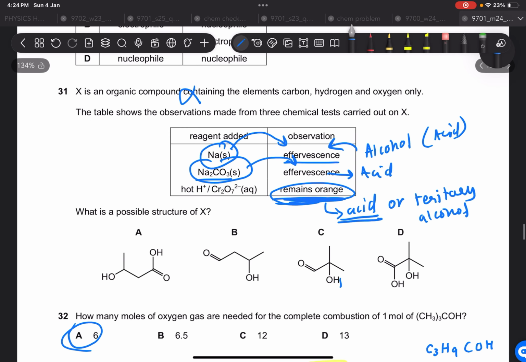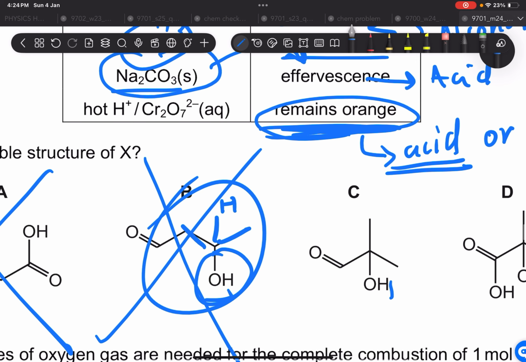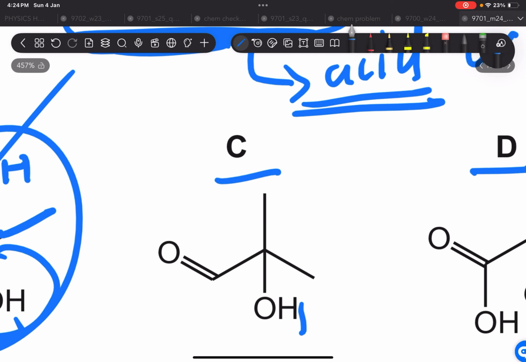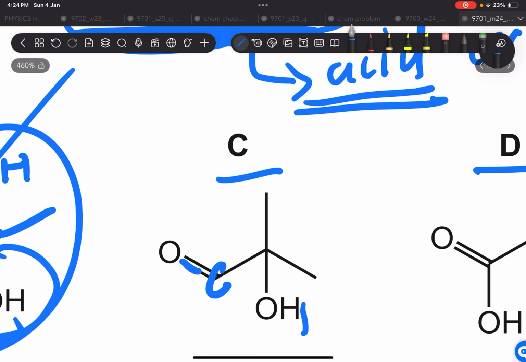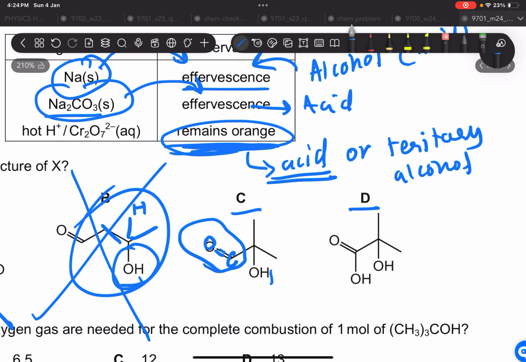So let's see. Over here we can see a primary alcohol, cross. Over here we see a secondary alcohol, cross. This is secondary, okay. Look, 1 carbon, 2 carbon, over here there's a hydrogen, so that's a secondary alcohol. So either it's option D or C. In option C, look, there's a carbon here and a double bonded O. What kind of group is this? This is an aldehyde group. We're not talking about aldehyde.